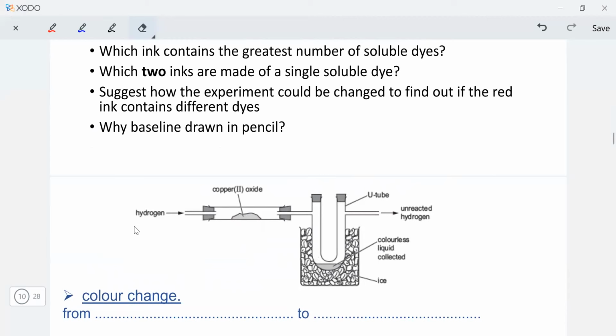So in this question, he's telling you that when you pass hydrogen, you're going to end up with copper and steam. So he's asking you here, when copper oxide turns into copper, what will the color change be like? So the answer here will be, it will turn from black to reddish brown.